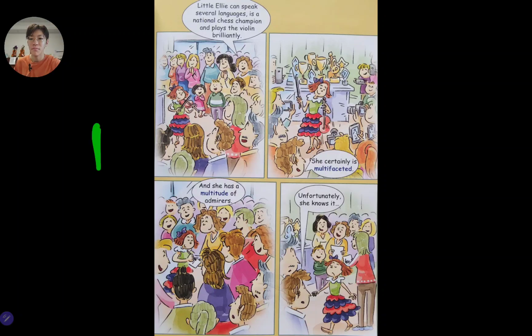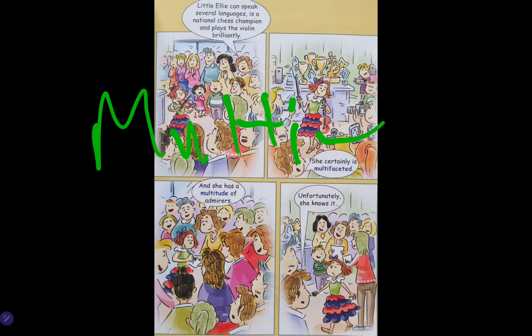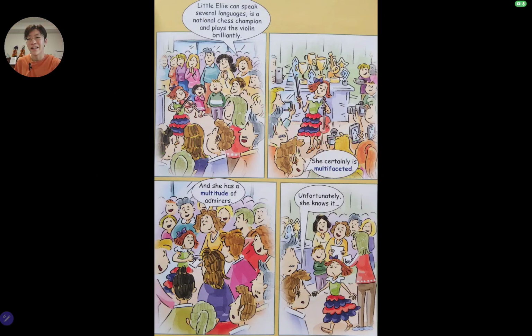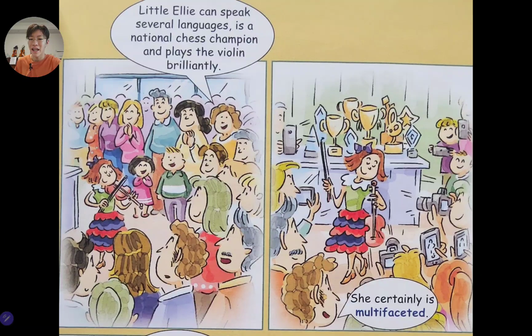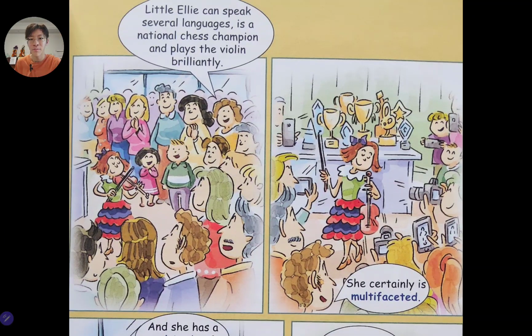Next up, we have multi. Now, multi basically means several, like many, much, or more than one. Little Ellie here can speak several languages, is a national chess champion, and plays the violin brilliantly.